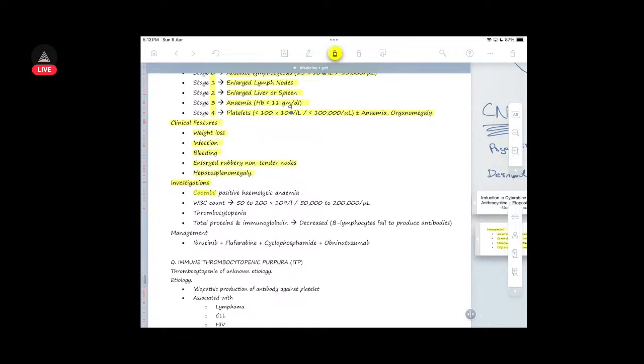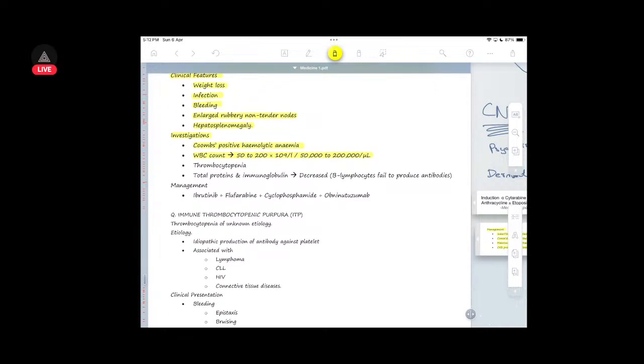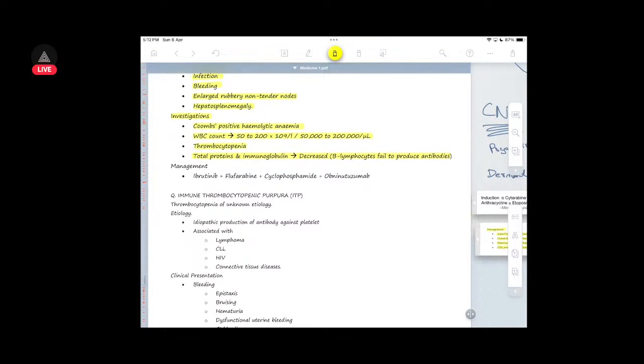So investigations, you have Coombs positive hemolytic anemia. WBC count is 50 to 200 into 10 power 9, or 50 to 200,000 per microliter. Thrombocytopenia will be there, total protein and immunoglobulin will be decreased. B lymphocytes will fail to produce antibodies. So management is ibrutinib, fludarabine with cyclophosphamide, and obinutuzumab.